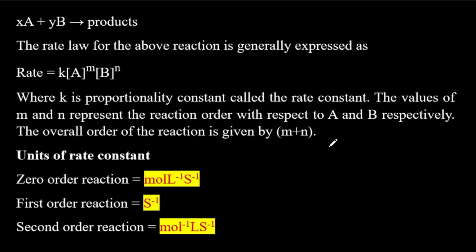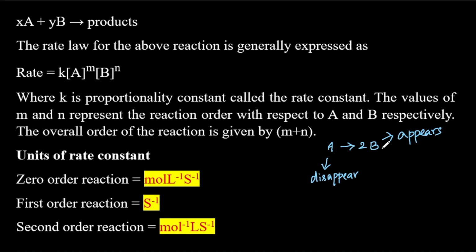So if you consider a reaction, A gives 2B. For this reaction, you have to write the rate of the reaction. For 1 mole of disappearance of A, A is the reactant, so it is going to disappear, 2 moles of B appears.